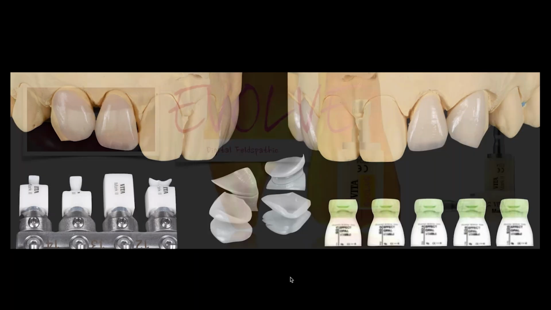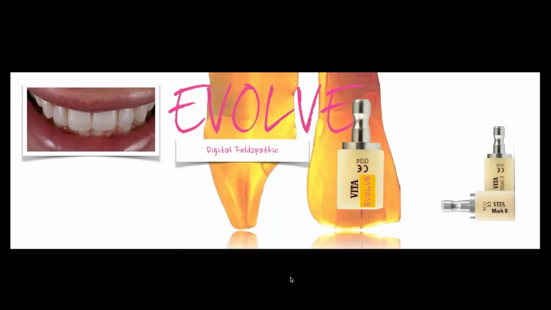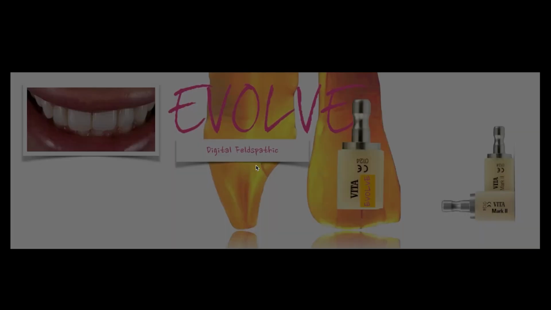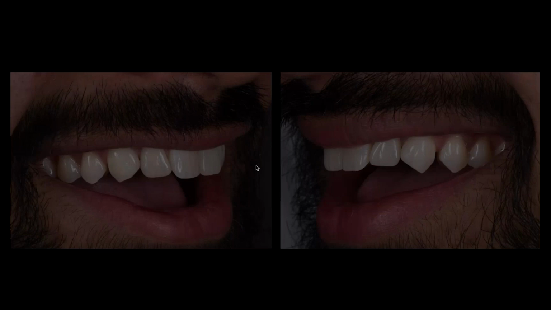So if you ever ask for that material, always ask for Evolve, because it drives Jim and the staff crazy over there, and I like that. But just so you know, it's really called Mark II. I just changed the name myself for the fun of it. Here's our final results. So two little digitally made veneers, right?